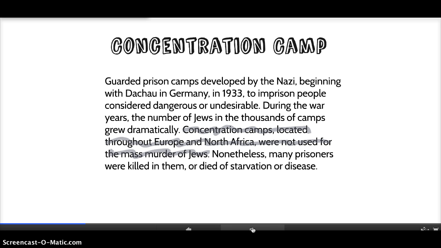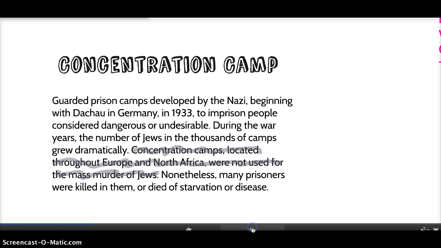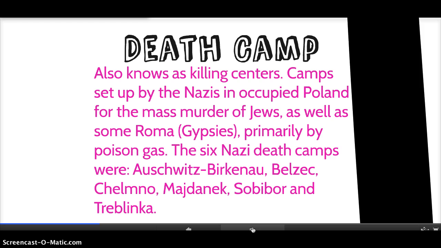They didn't take care of them very well, so they either died of starvation, disease, or died from working too hard. The death camps were where they actually killed the Jewish people, so they were also known as killing centers. Camps set up by the Nazis were in occupied Poland mostly, and they were used for the mass murder of Jewish people as well as gypsies, and primarily they used poison gas. There were 6 Nazi death camps, and the most famous one out of those is Auschwitz-Birkenau.